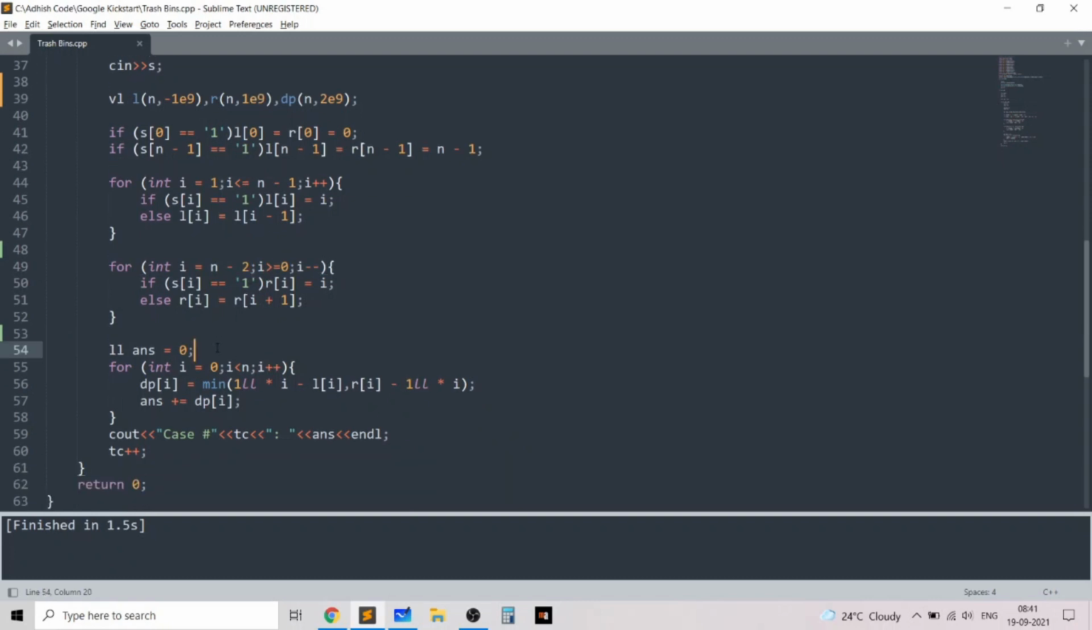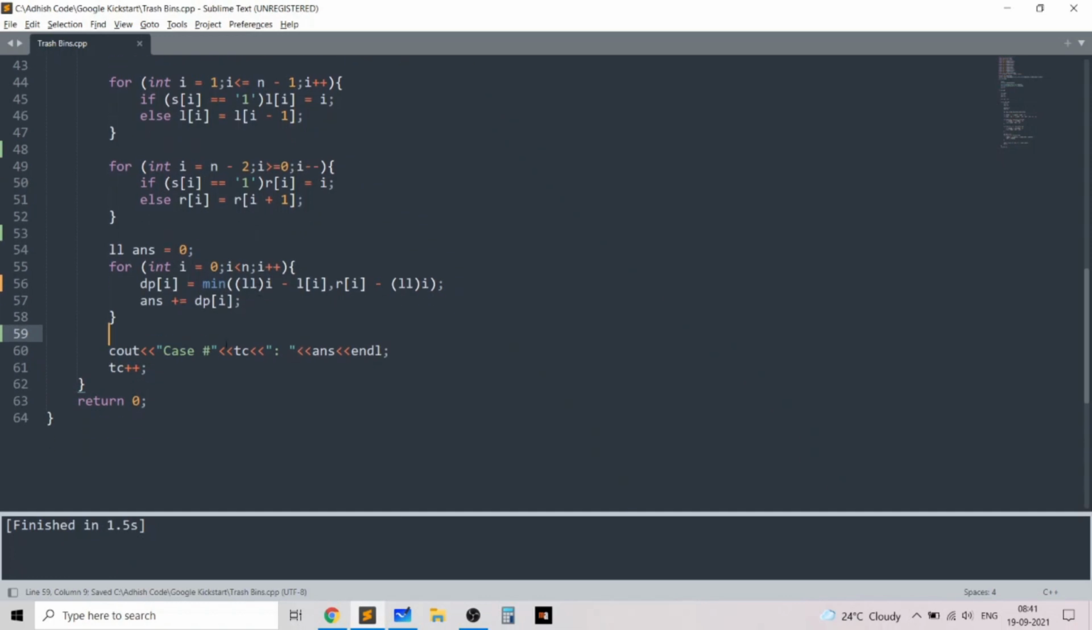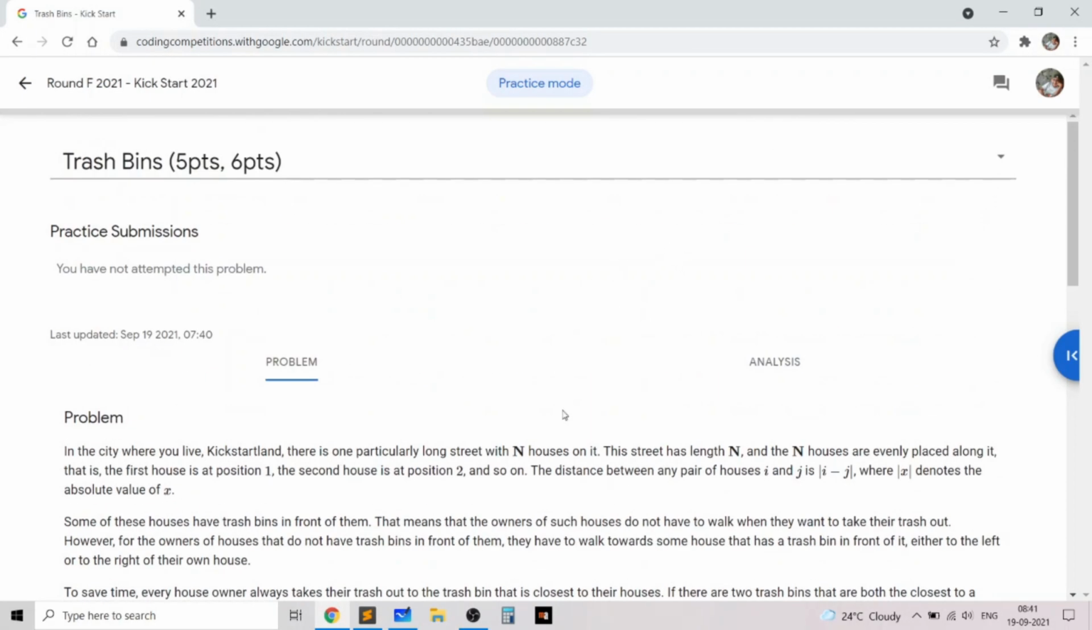And in the end, we just store the answer to be the sum of all these dp of I values, and dp of I basically represents the minimum of I minus L of I and R of I minus I. I just use long to keep it safe from overflowing. I minus L of I and R of I minus I represent the two distances, and we take the minimum of these two distances and add it to the answer, and in the end we print the answer in the appropriate manner. And you can verify that this code does get accepted.